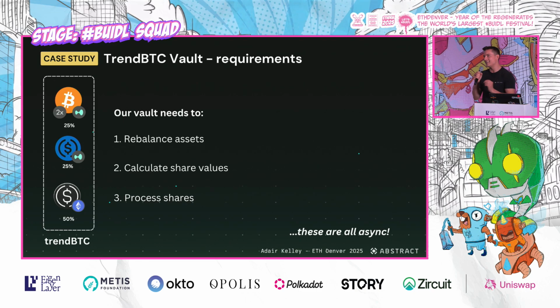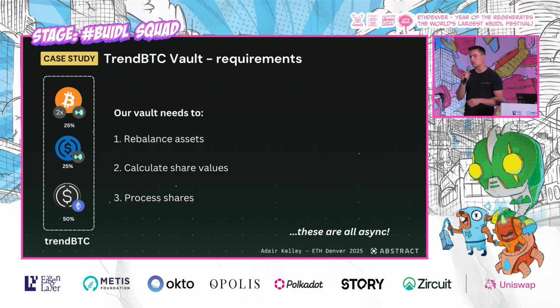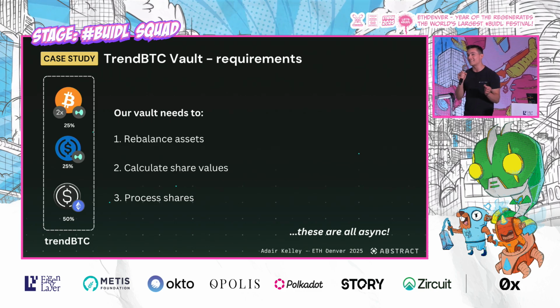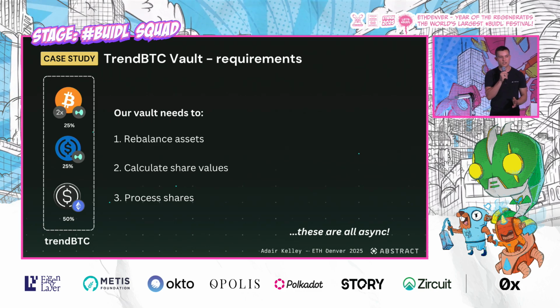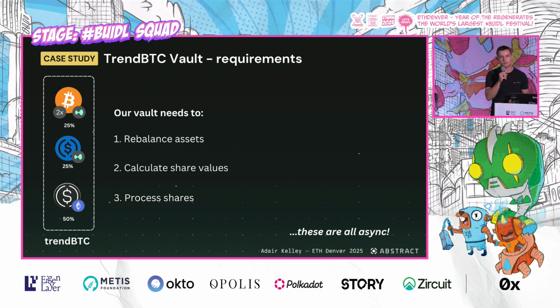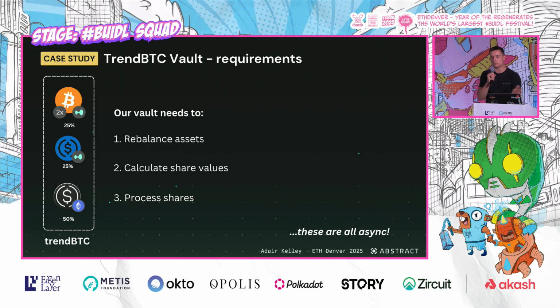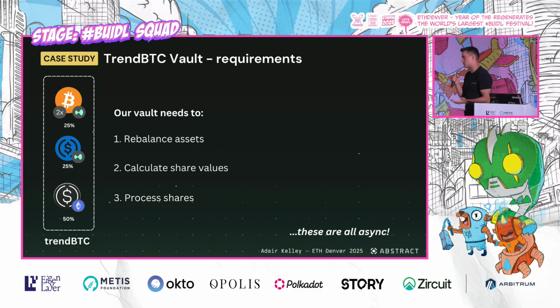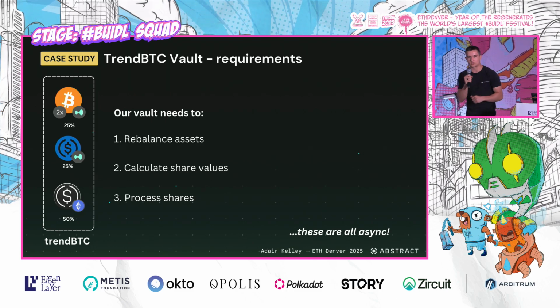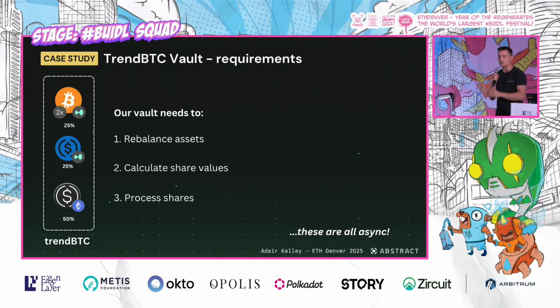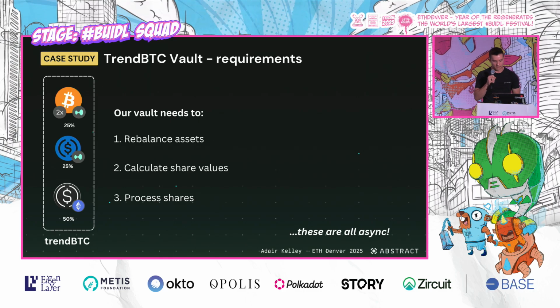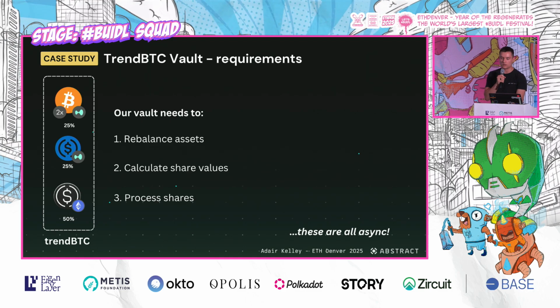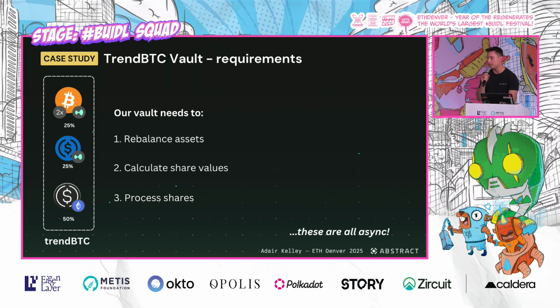Second, it needs to calculate the value of the entire vault's shares across multiple chains so that it can give you the proper value of those shares when you go to purchase shares in the vault. Finally, processing those shares, which is an asynchronous action because trend following is best implemented on a 24-hour interval and cannot happen synchronously, or you end up with bad execution.